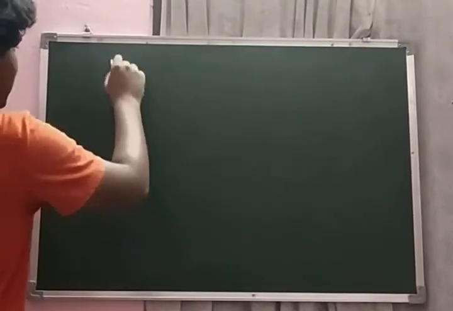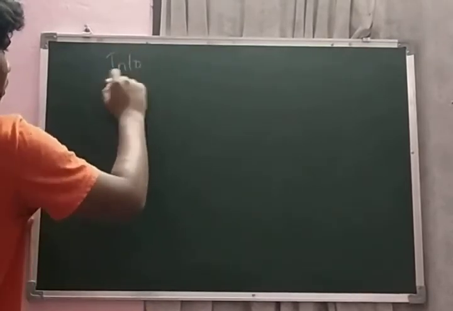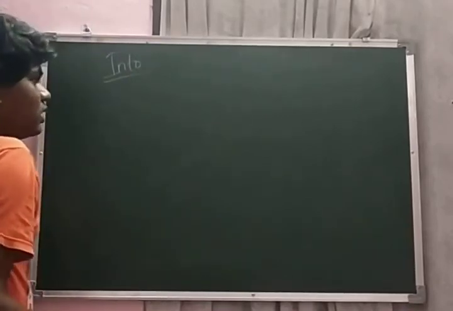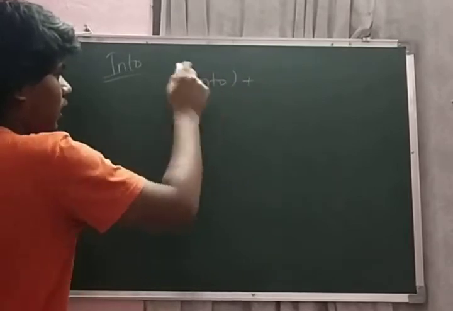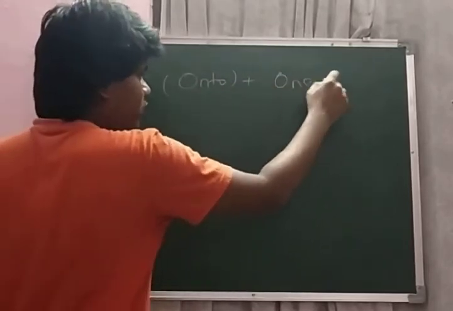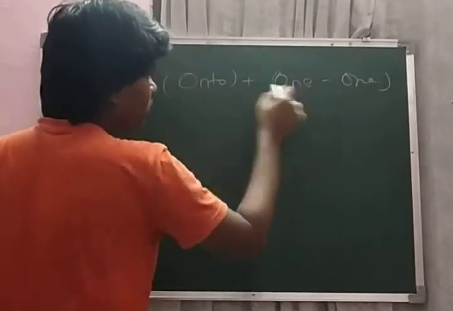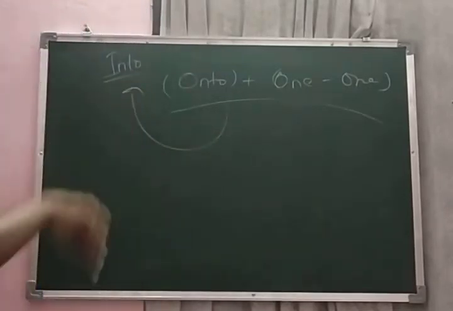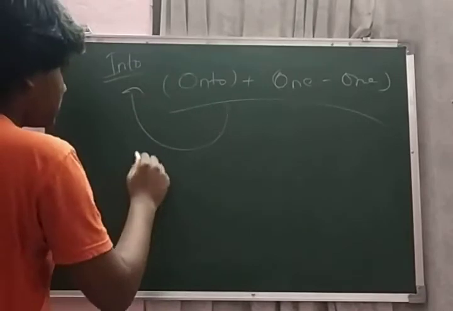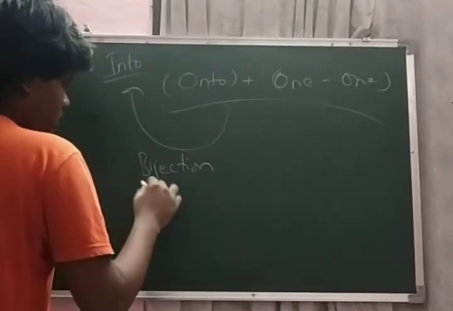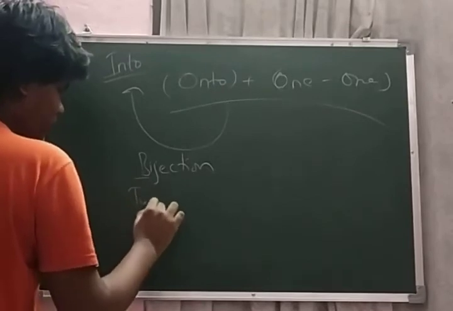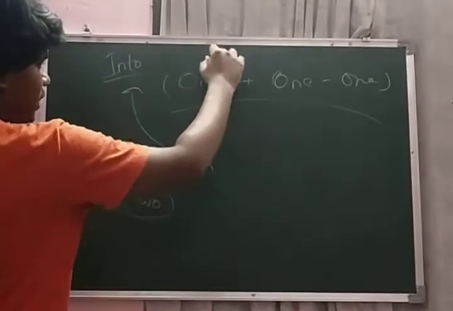So now the into function. The into function is the combination of the onto function and the one-one function. So this combination gives the into function. This is called a bijection. Bi means two, the combination of two functions.